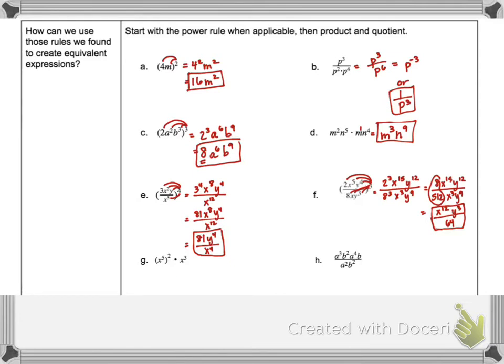G, you're going to do the power rule first to get x to the 10th, and then x to the 10th times x to the 3rd gives me x to the 13th. On H, I did all my product rules first, and then quotient, subtracting the 7 minus 2 for my a's and the 3 minus 2 for my b's.